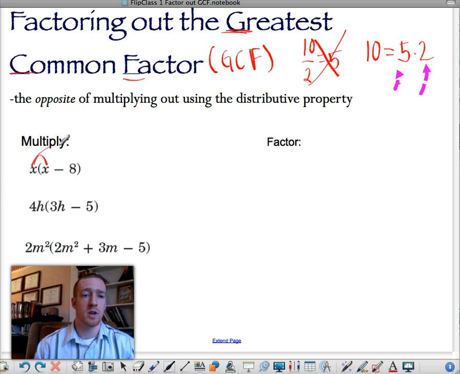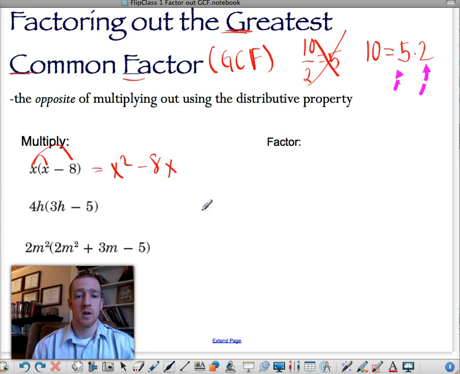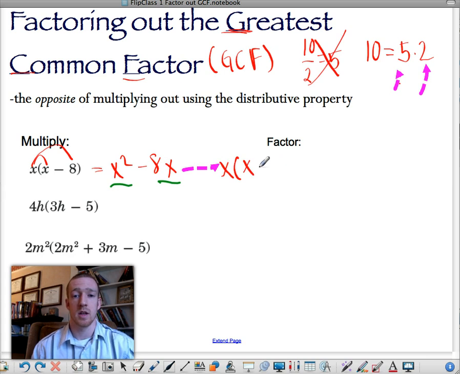So that's what we're going to do here. If we were to distribute, that's multiplying. This is what we did last unit. And that's x squared minus 8x. Factoring, I'm going to look for the greatest common factor. So what can I divide out of an x squared and an 8x? Well, I can divide an x, or I can unmultiply or undistribute an x from both of them. So x is being undistributed and leaves me x squared divided by x is x. 8x divided by x is 8, so I get a negative 8 here. This is the factored form. That's what we're looking for.